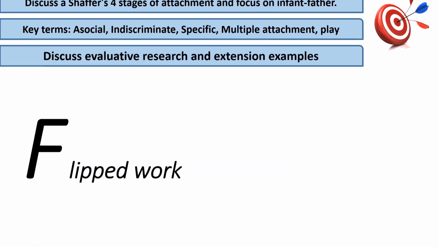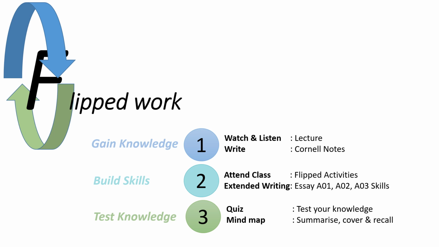So let's start with Shaffer's stages of attachment. Researchers Shaffer and Emerson did a longitudinal study, and I'll mention this longitudinal study in the next part of the video. But from completing this study, Shaffer and Emerson were able to identify 4 distinct phases of attachment. They named them asocial, indiscriminate, specific, and multiple. So let's start with asocial.